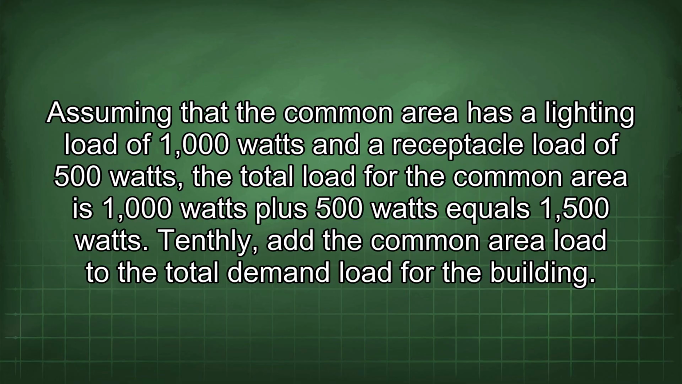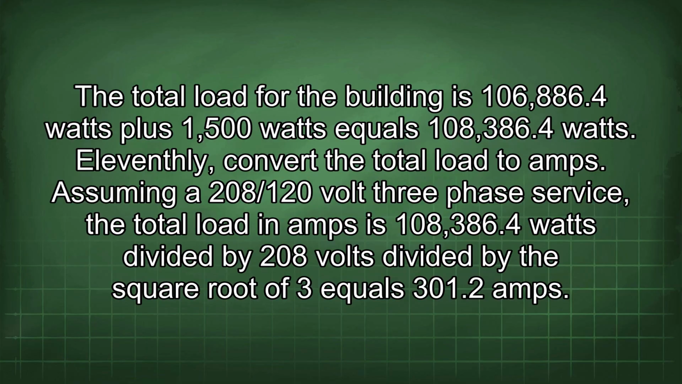Tenthly, add the common area load to the total demand load for the building. The total load for the building is 106,886.4 watts plus 1500 watts equals 108,386.4 watts. 11thly, convert the total load to amps. Assuming a 208/120 volt three-phase service, the total load in amps is 108,386.4 watts divided by 208 volts divided by the square root of 3 equals 301.2 amps.